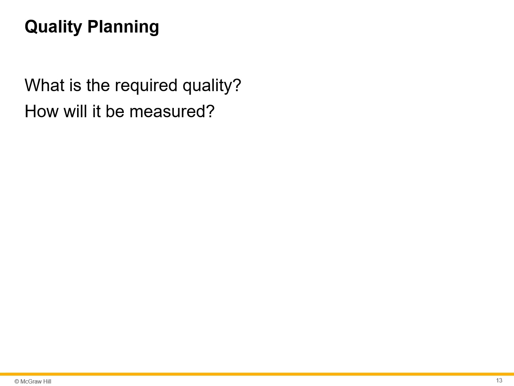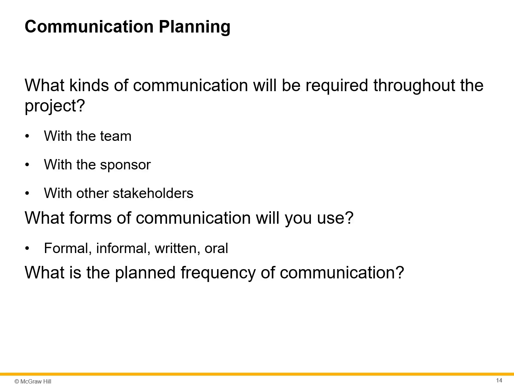Quality planning. What is the required quality? What are the management of quality implementing? How will it be measured and monitored? Communication planning answers questions including what kinds of communication will be required throughout the project, within the team, with other stakeholders, what forms of communication will be used, formal, informal, written, or oral, and what is the planned frequency of the communication.